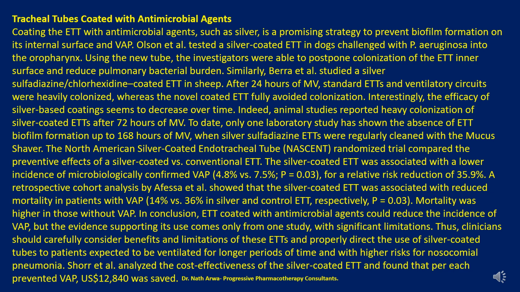for a relative risk reduction of 35.9%. A retrospective cohort analysis by Afesa and colleagues showed that the silver-coated endotracheal tube was associated with reduced mortality in patients with ventilator-associated pneumonia, 14% versus 36% in silver and control endotracheal tube, respectively, with a p-value equal to 0.03.